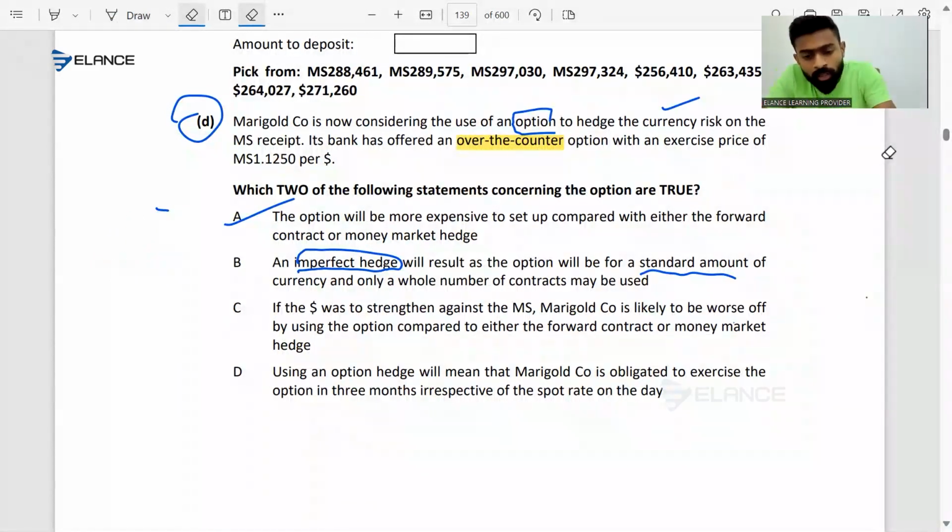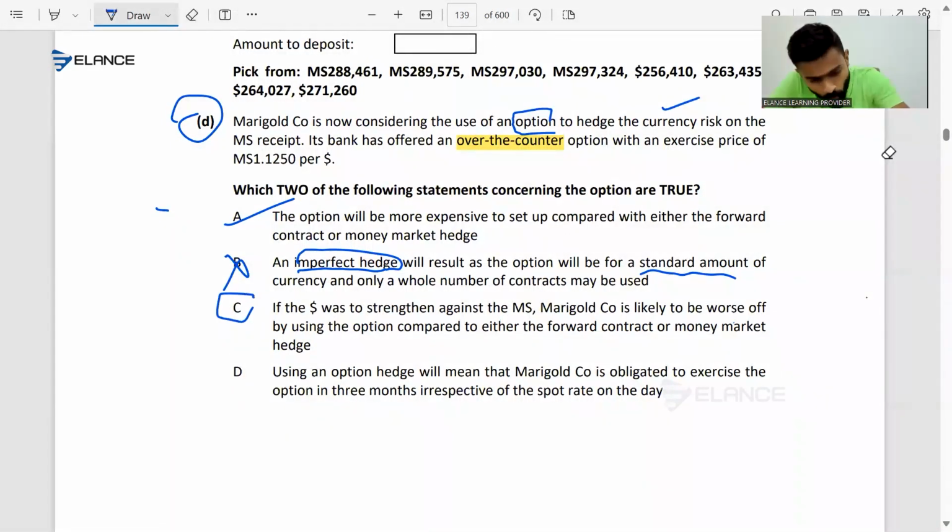Tell me, has this option been taken from an exchange or over the counter? You have to read this carefully. This is from where? Over the counter. Over the counter contracts are standardized amount contracts or tailor-made contracts? Tailor-made contracts. So this is a wrong statement. It's a perfect hedge we are going to get, as it's tailor-made. This requires more explanation. We don't know what this is. We can keep it as 'I don't know this.'